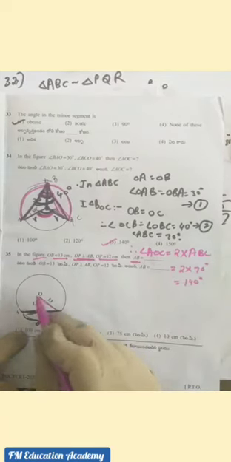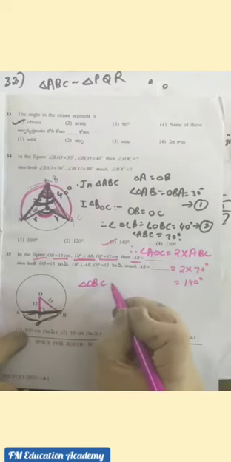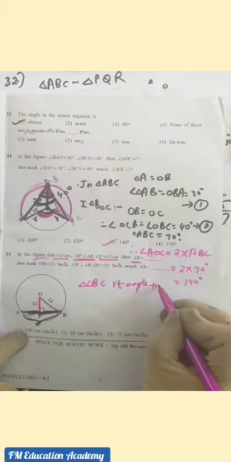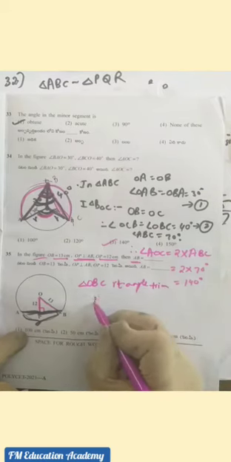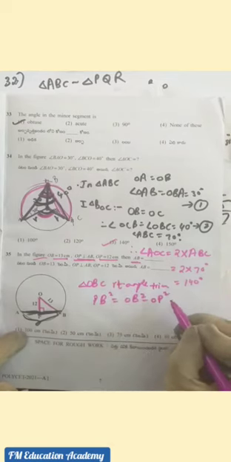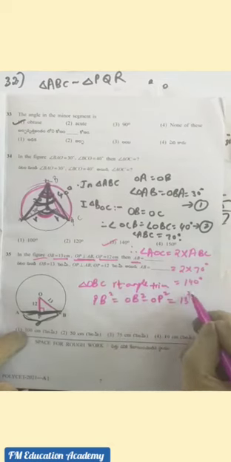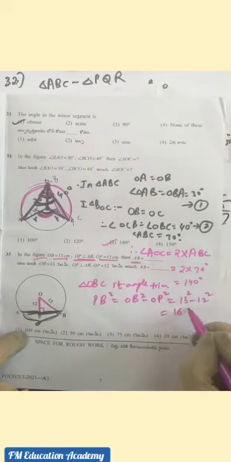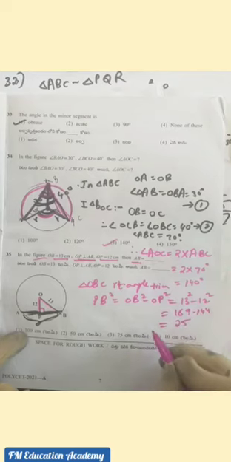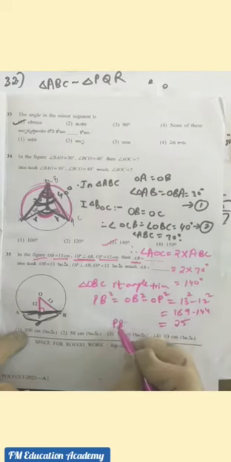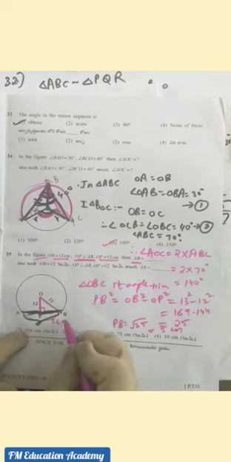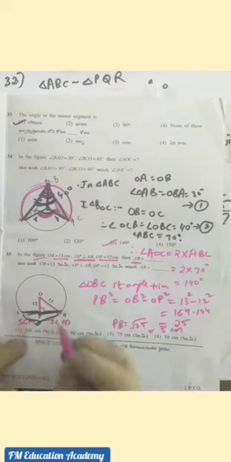We can easily find out PB. Why? Because it is telling that triangle OPB is a right angle triangle. And we know in a right angle triangle, by Pythagoras theorem, PB square is equal to OB square minus OP square, that is equal to 13 square minus 12 square, that is equal to 169 minus 144, that is equal to 25. So we can say PB is equal to square root of 25, that is equal to 5 centimeter. If PB is 5 centimeter, then AP is also 5 centimeter.